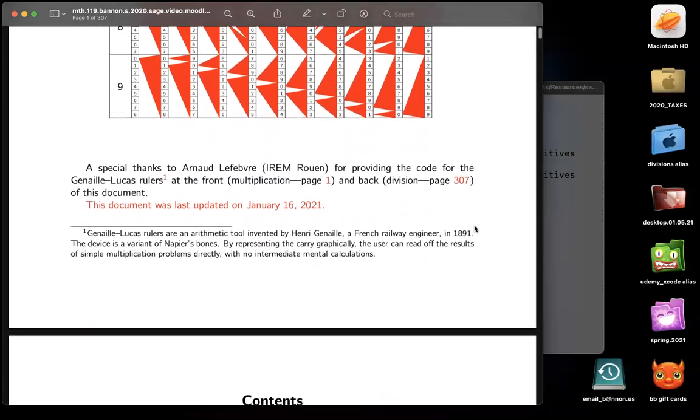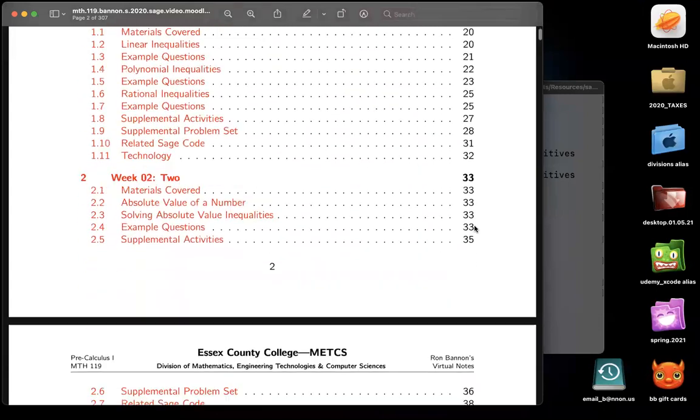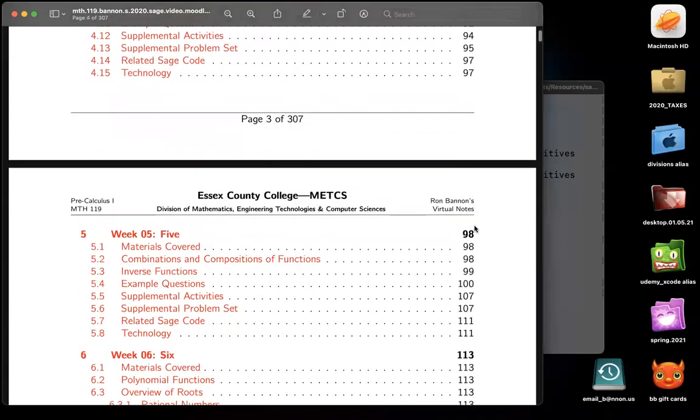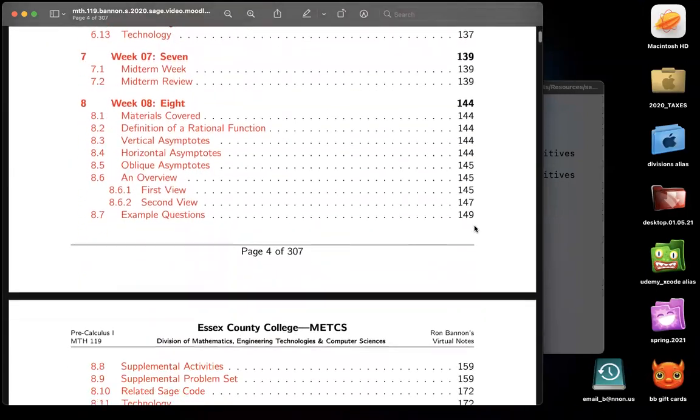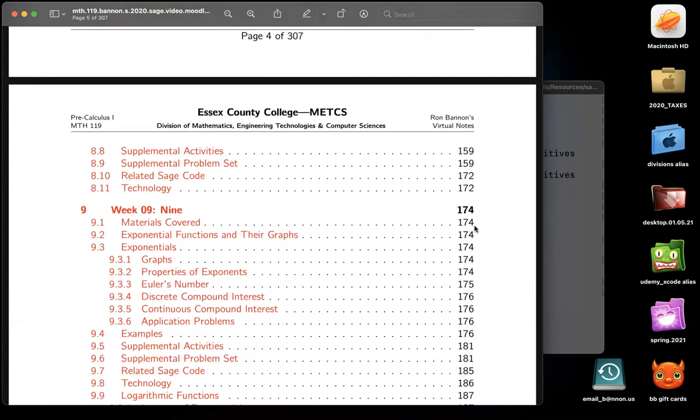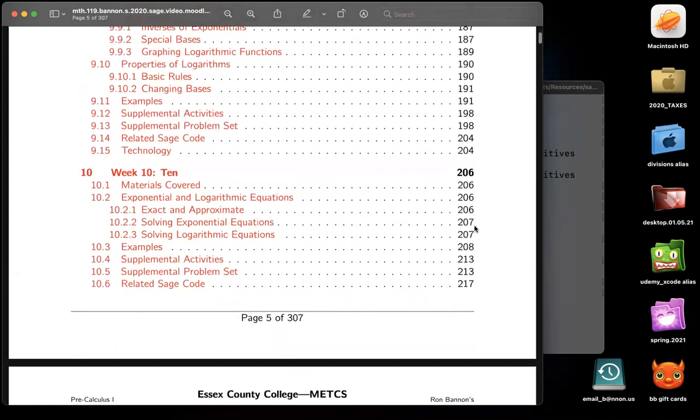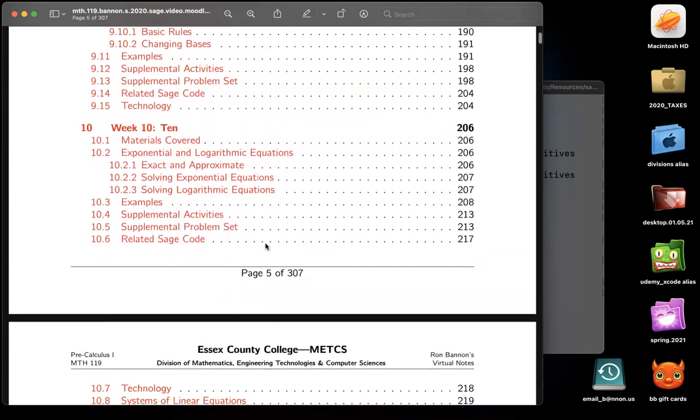Okay, back at the notes. I'm going to go to week 10 or section 10 of the notes. And again, I want to point out that these red links are linkable. In other words, click on them and it'll bring you right there. So in week 10, materials covered: exponential and logarithmic functions, exact and approximate, solving exponential equations, solving logarithmic equations, and so on. What I'm going to do is go to the related Sage code.